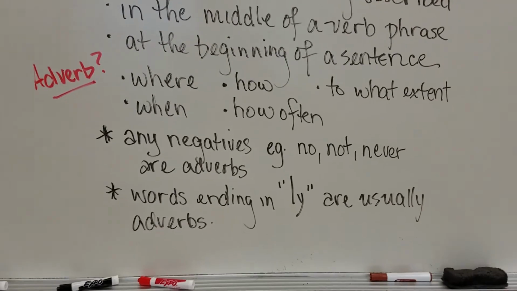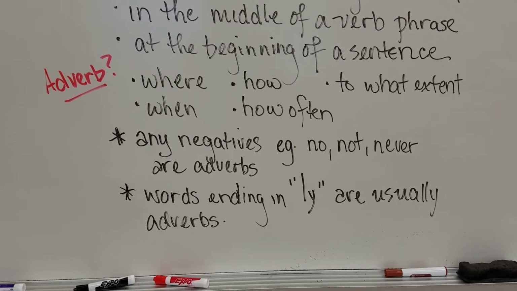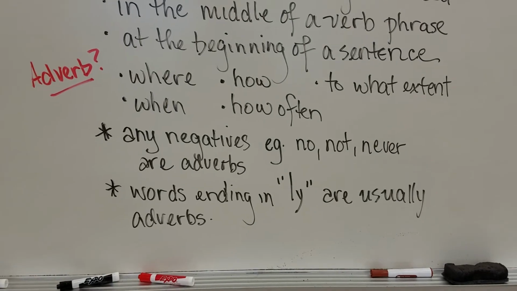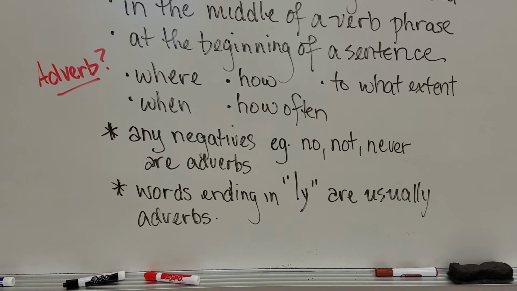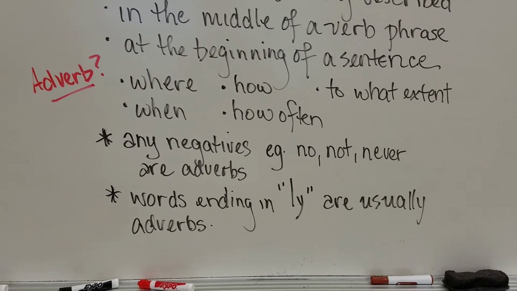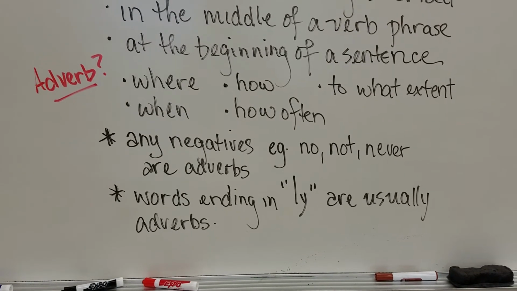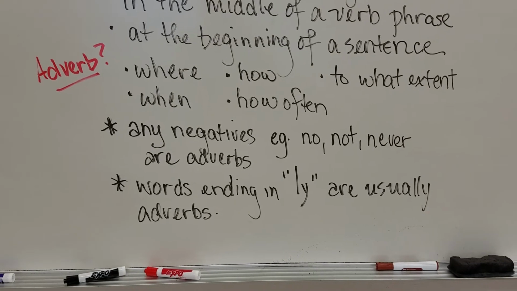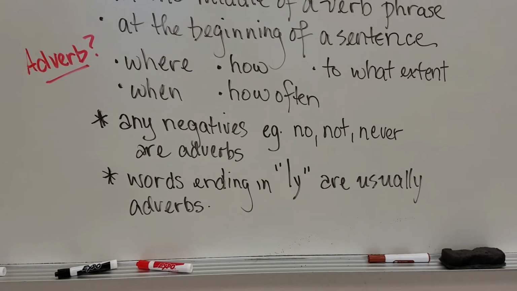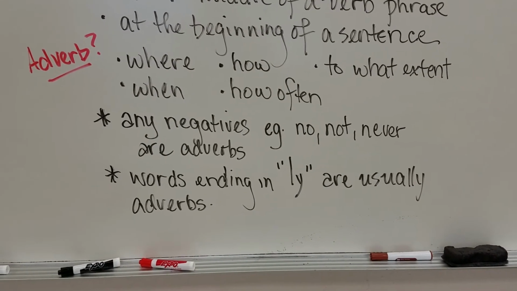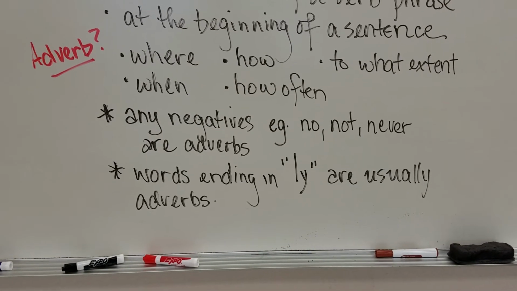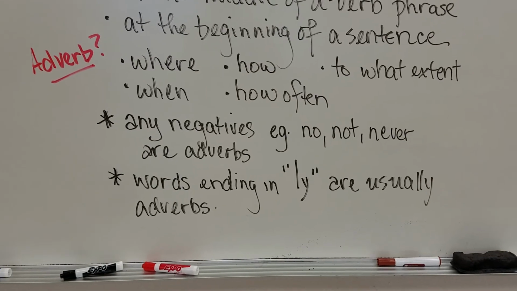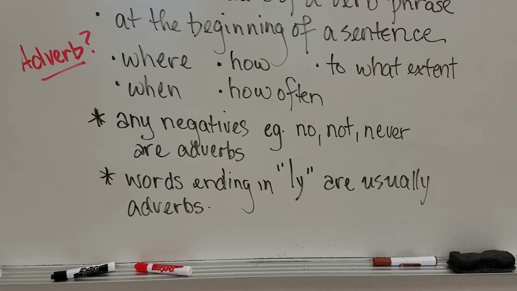Two little points that I want you to notice. Any negatives, for example, no, not, never, these will always be adverbs. So if you can memorize that, that will make this easier. Second thing, words ending in ly are usually adverbs. So for example, quickly, he ran quickly, right? It's answering how he ran, and it's ending in ly after the verb.